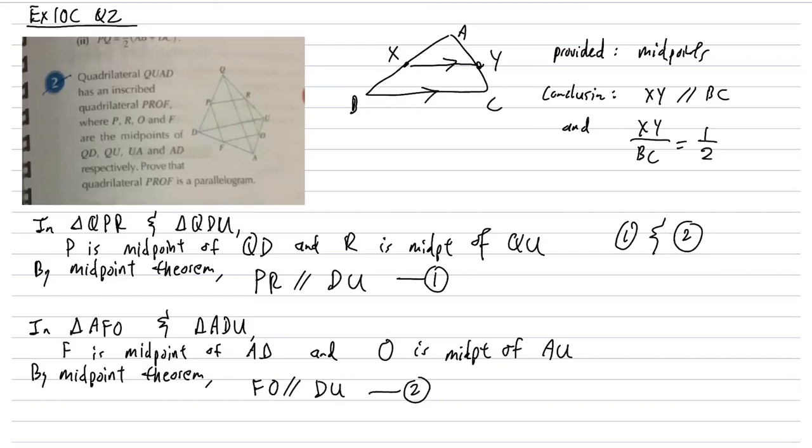1 and 2 combined together tells me that FO is parallel to DU, DU is parallel to PR, which means that FO is parallel to PR, right? Very good. So we have our first pair of parallel lines. I'll call this a star. Then, okay, I'll just put an asterisk.